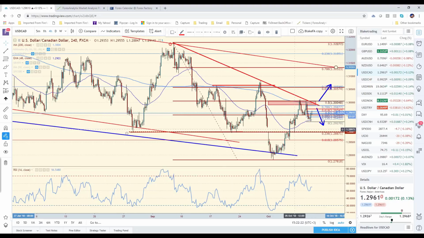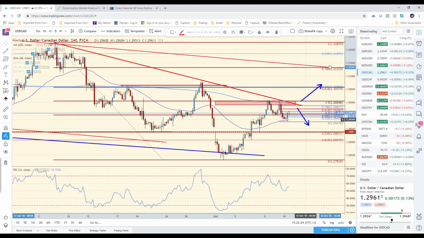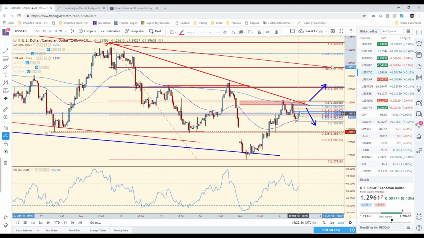So I don't know what to do with the dollar Canadian at this moment. I think the decision making process is going to be a lot more clear when we're trading up at 129.80, 129.90. I think that's where you have to really start making some key decisions regarding the dollar Canadian.